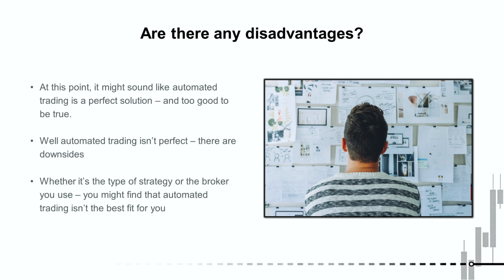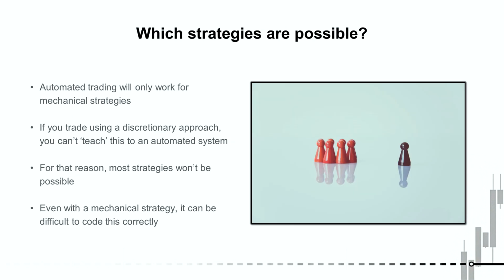This is nothing revolutionary, nothing new, but there are some limitations, and I think it's important to understand that and find out if automated trading is right for you and right for your system. So let's cover a couple of those areas now. The first thing I'm going to start with here, in terms of some of those drawbacks of automated trading, is it's not going to work with every single strategy.